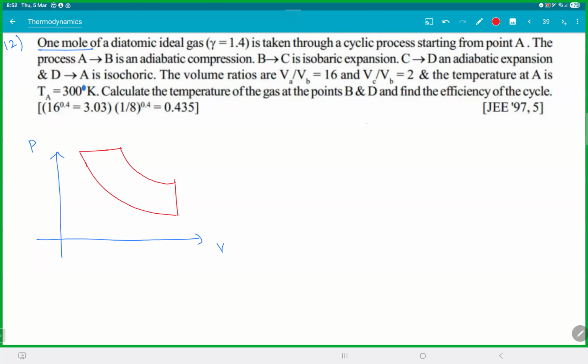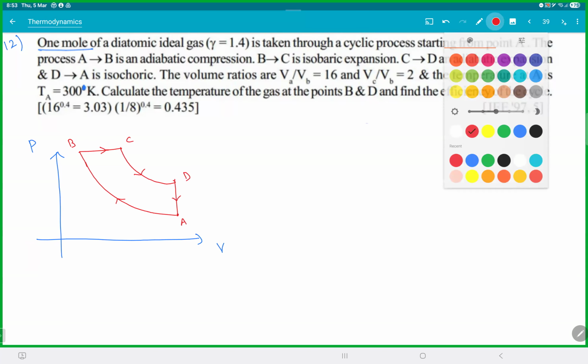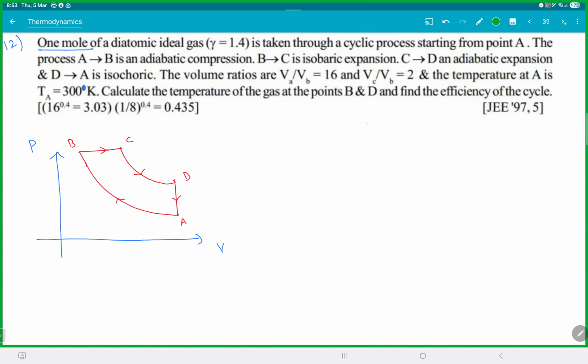Something like this. So A to B, B to C is isobaric expansion. Then C to D is again adiabatic expansion, and D to A is isochoric. Perfect. Now he also gave some data.